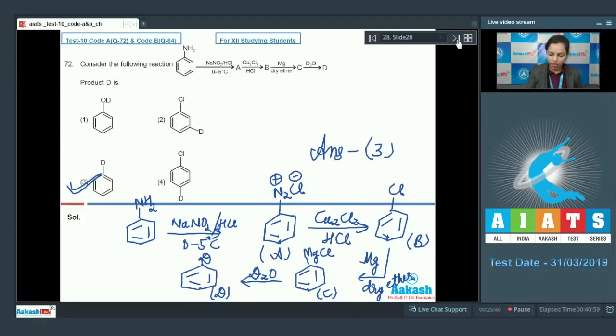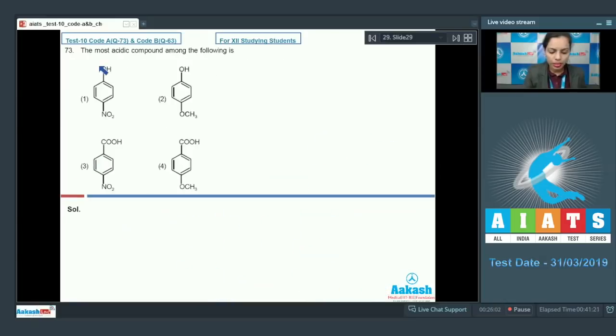After that, question number 73 I have. Question number 73. The most acidic compound among the following is. Just have a look on the given options. In the first option we have para-nitrophenol. This is a derivative of phenol. Further, para-methoxyphenol we have. Further, para-nitrobenzoic acid. Similarly, the fourth option is para-methoxybenzoic acid. It means 2 phenol derivatives are there and 2 benzoic acid derivatives are there. We should know that always the carboxylic acid is more acidic as compared to phenols. It means we can ignore the first 2 options. Now we are left with option 3 and option 4.